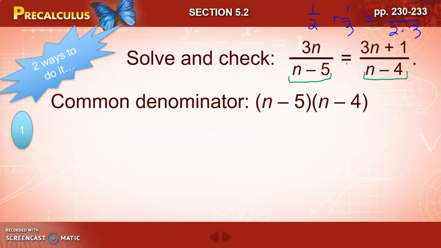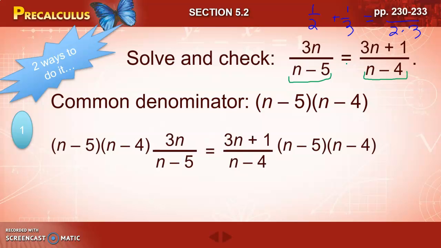Now we could go ahead and multiply that out and get n squared minus 9n plus 20, or we can just leave it as individual factors. It's actually a little bit easier to leave it as individual factors. So we're going to multiply both sides here by n minus 5 times n minus 4. I'm going to put some parentheses around. So this was our original equation here, and we're going to multiply both sides by the two factors of the common denominator. And we do need to take this and multiply it by here, and take this and multiply it by here.